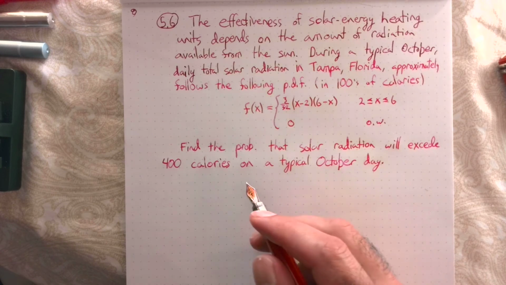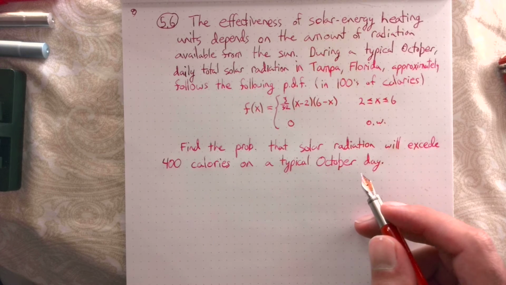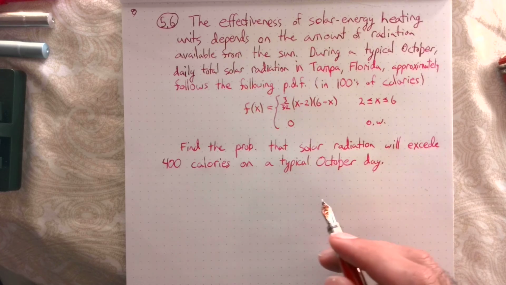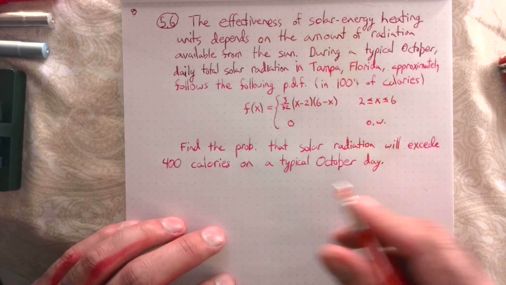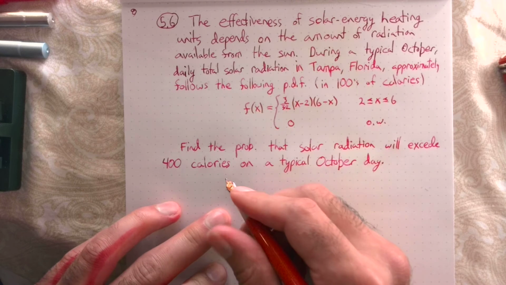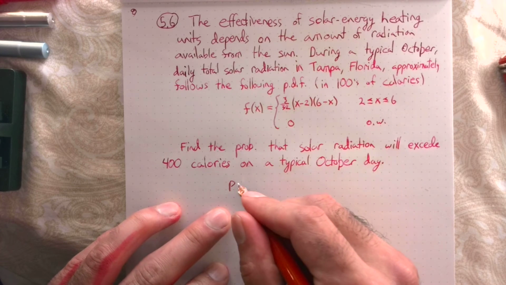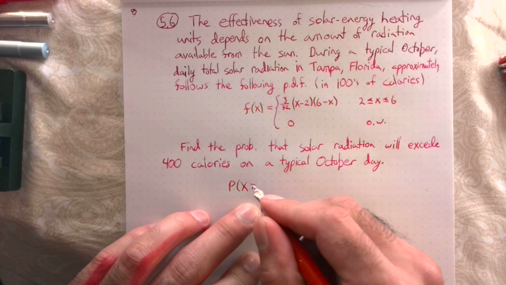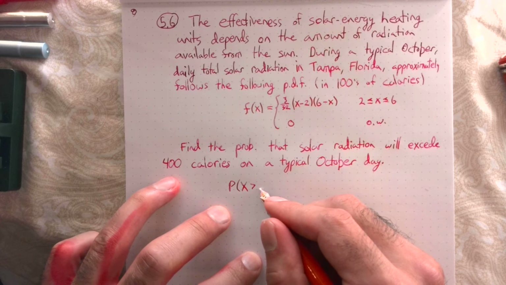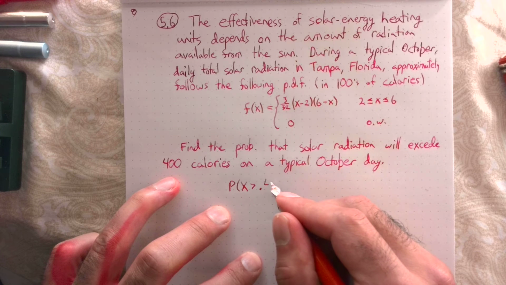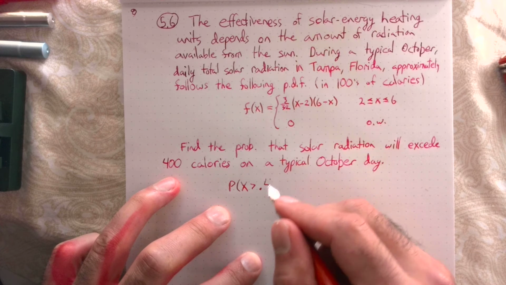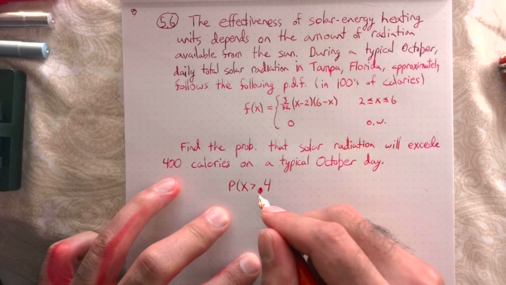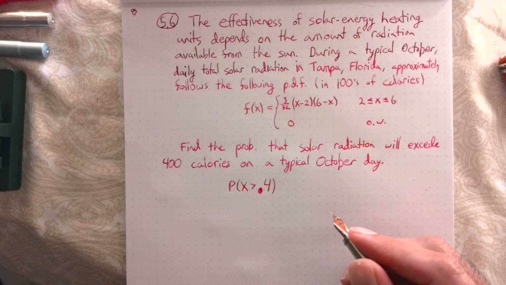And we want to find the probability that solar radiation will exceed 400 calories on a typical October day. So remember, this is in hundreds of calories, so we're looking for the probability that X will exceed 4. Sorry, there's no point there. Right, that makes more sense.